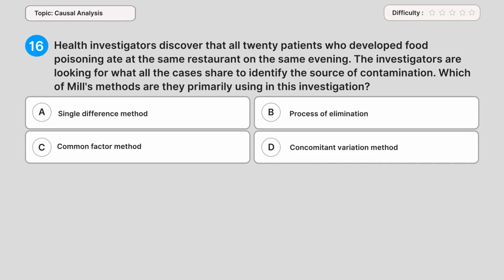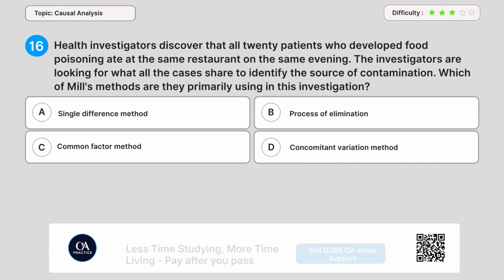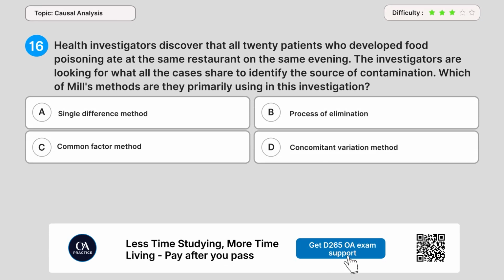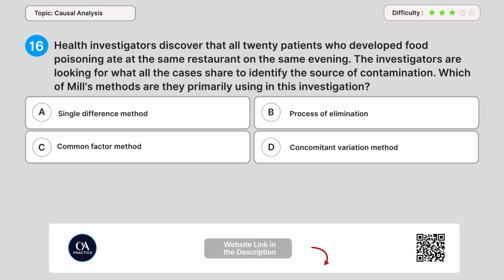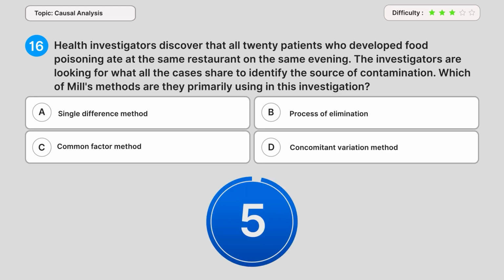16. Health investigators discover that all 20 patients who developed food poisoning ate at the same restaurant on the same evening. The investigators are looking for what all the cases share to identify the source of contamination. Which of Mill's methods are they primarily using in this investigation? A. Single difference method. B. Process of elimination. C. Common factor method. D. Concomitant variation method. Can you guess the answer?